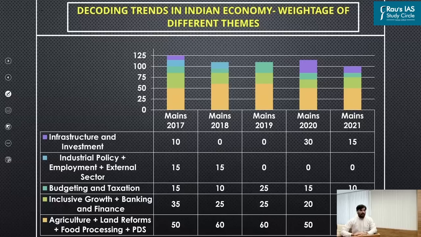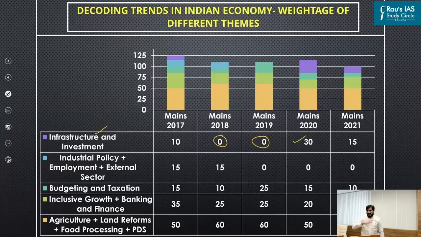The best example which I can quote here can be seen with respect to the theme of infrastructure and investment. Can you see here that in mains 2018 and mains 2019, not a single question was asked from this particular theme. But suddenly in mains 2020, we had almost 30 marks asked from this theme of infrastructure and investment.